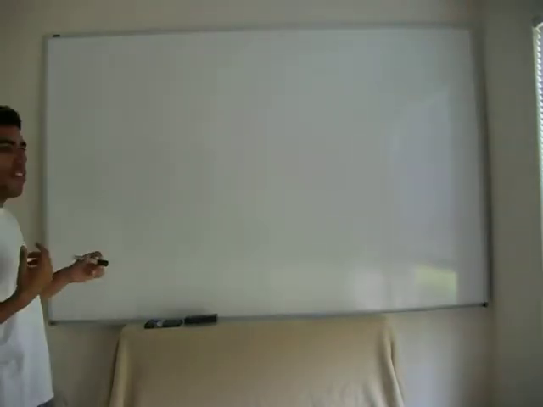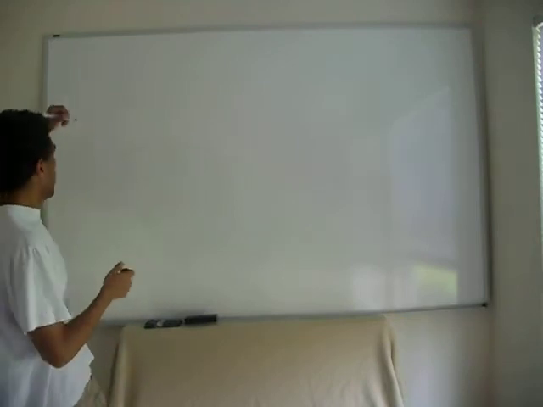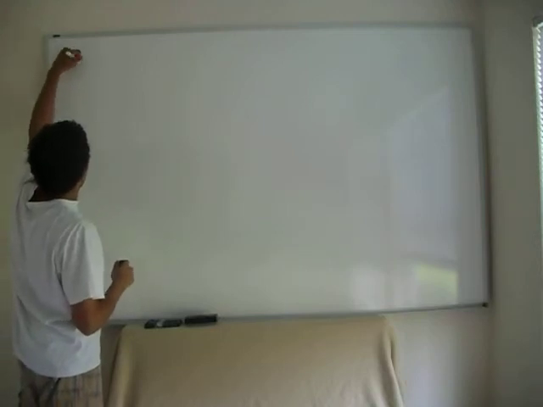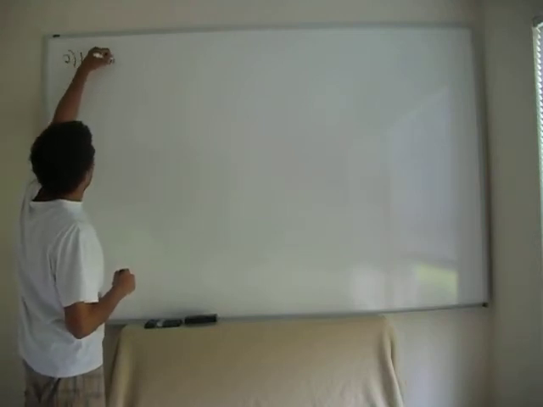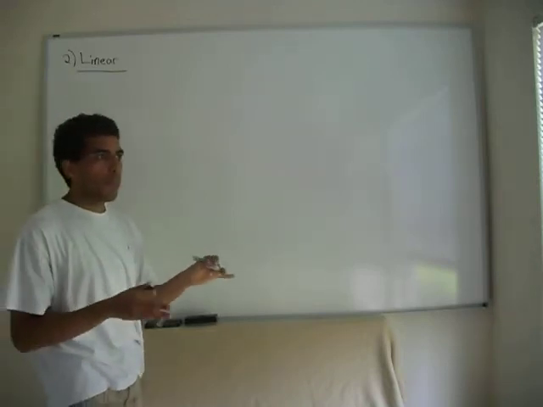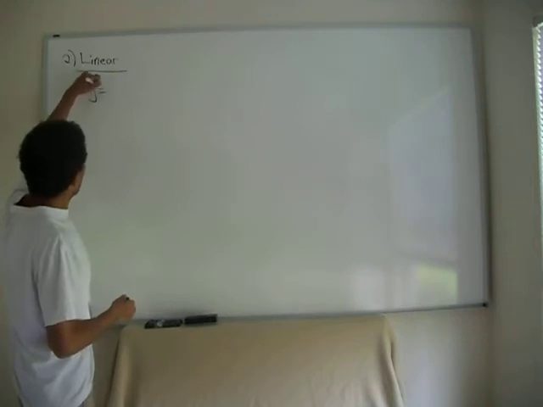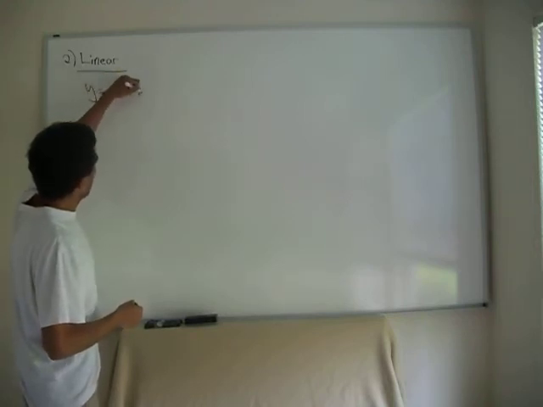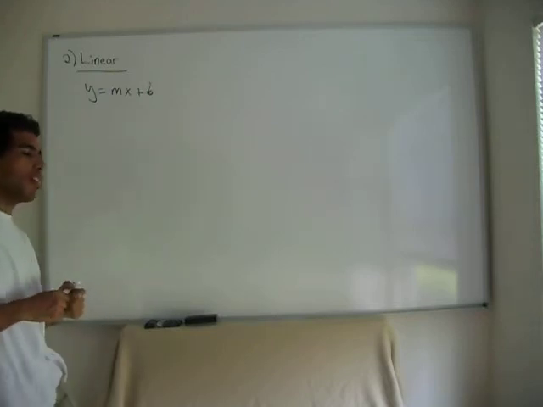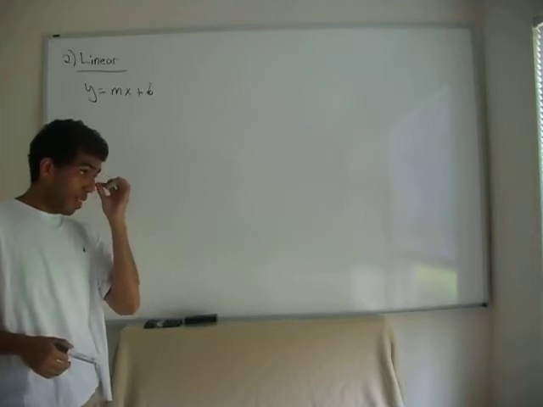The second type of function that we're going to see in this series of videos about functions is going to be linear functions. And in mathematics, linear functions are always expressed by the following equation: y equals mx plus b. Now there are different ways to explain this, but I like to do it in my own particular way, as you can see in past videos.